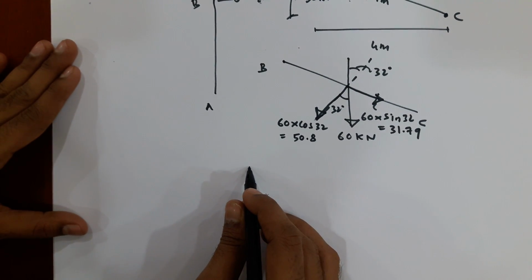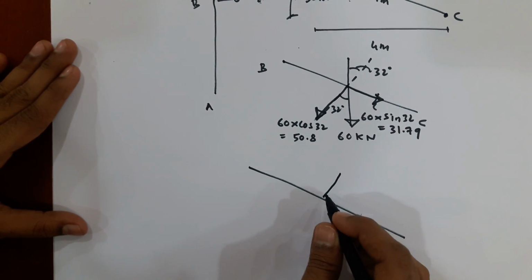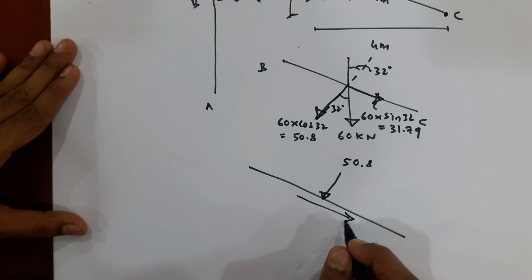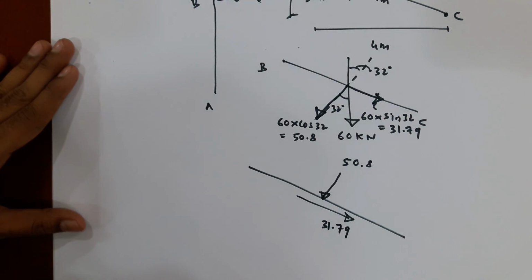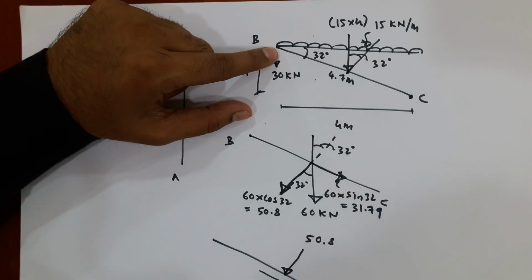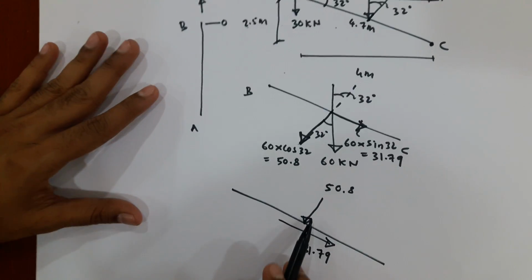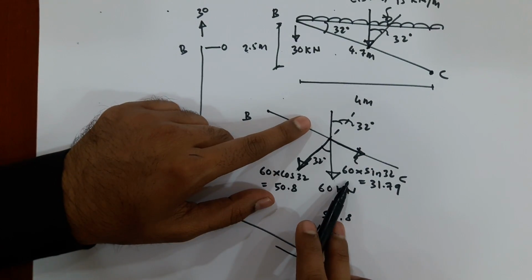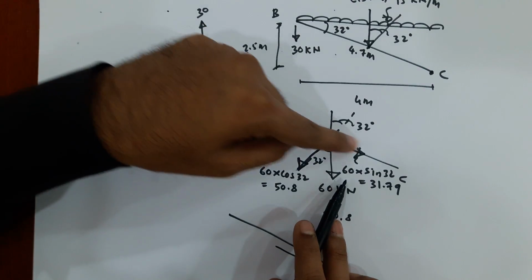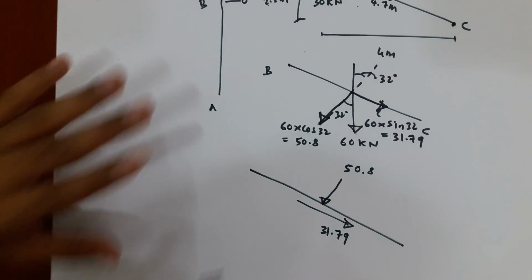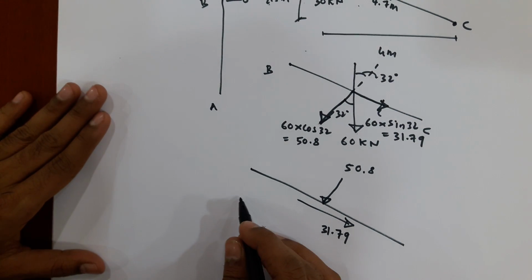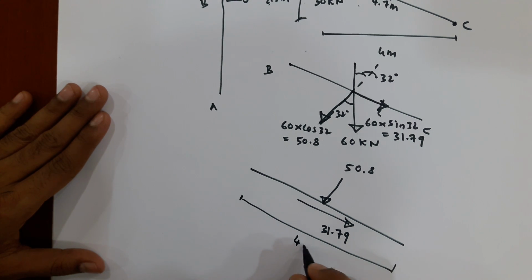So again I will draw like this. This is 50.8 and this is 31.79. Now you see the original load. The original load is UDL. You have resolved the UDL. You have converted it into point load 60 kilonewton, and that point load you have resolved in this direction perpendicular to the member and along the member. And now you have to convert this point load into UDL. How to convert that? You see here, this length we can get here, it is 4.7 meter.